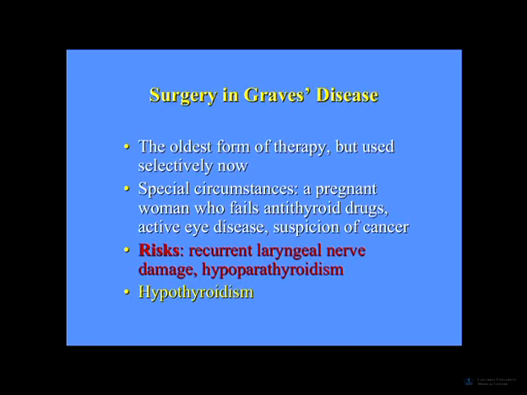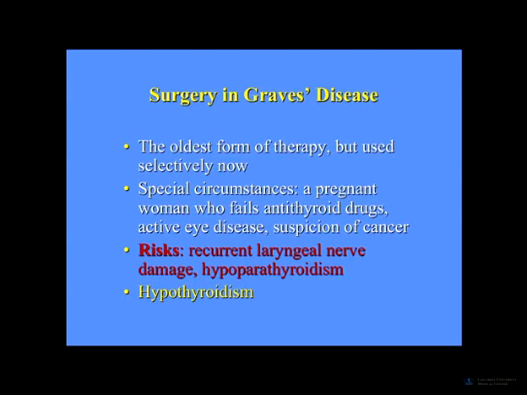Surgery is the oldest form of therapy. It dates back to the 1870s, right after the American Civil War. But it's really used selectively now for treatment of Graves' disease, and it's reserved for special circumstances. Number one, a pregnant woman who fails antithyroid drugs, so even high-dose antithyroid drugs don't keep her euthyroid.